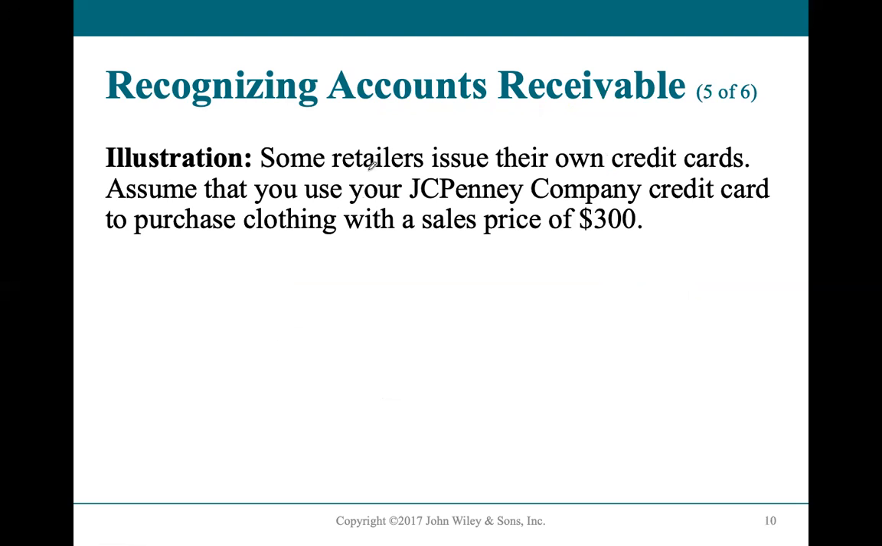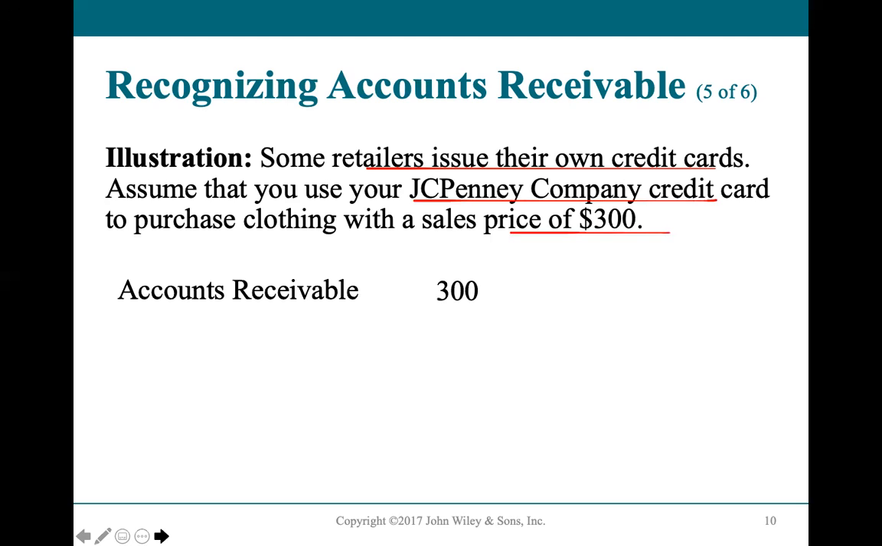Of course, retailers sometimes have their own credit cards. Now they basically outsource that to banks that specialize in issuing retail cards. But some companies had their own credit cards, which means they're keeping track of all that. So JCPenney, Sears, they all started this way. If you use your JCPenney credit card to purchase clothing for $300, of course, that sale would show up as part of an accounts receivable debit and a sales revenue credit.